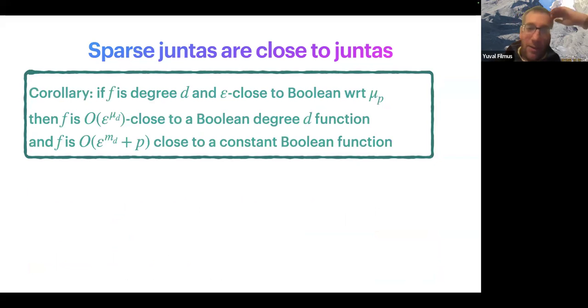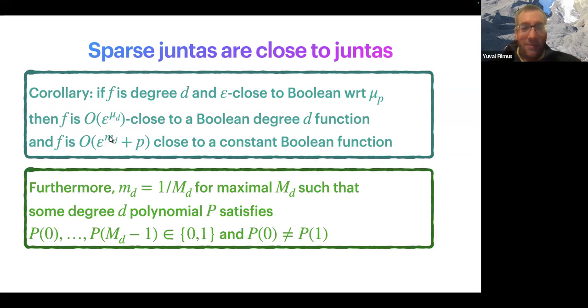Okay, so what happens in the degree d case? And a similar type of statement holds. So there are some exponents, mu d and md, such that if my degree d function is epsilon close to Boolean, then it's order epsilon to the something close to a Boolean degree d function, and order epsilon to the md plus p close to some constant Boolean function. So either to the 0 function or to the 1 function. And we can even calculate one of these constants, this small md.